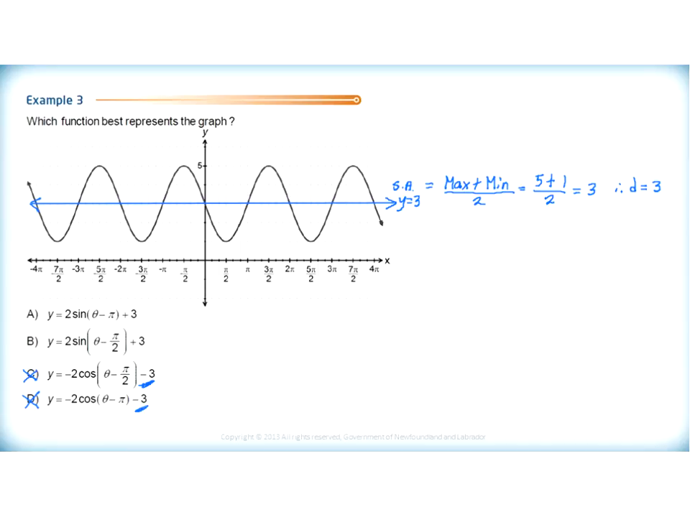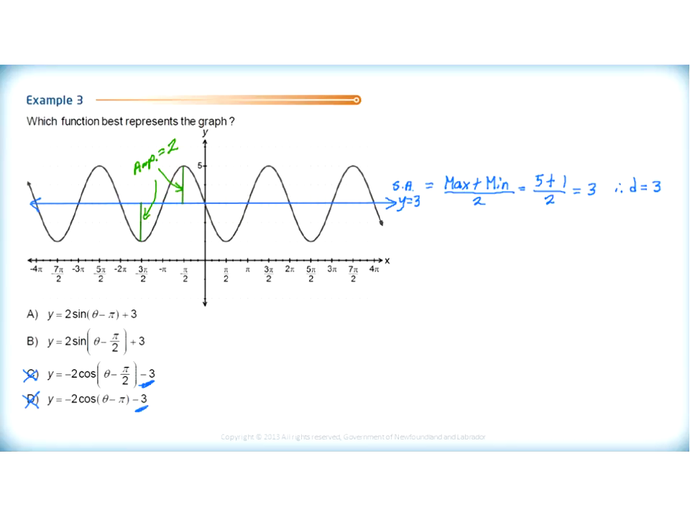Let's look at the amplitude again. The amplitude can be determined by looking at the distance between the sinusoidal axis and a maximum point on the graph, or the distance between the sinusoidal axis and a minimum point on the graph. In either case, you can see that the amplitude is equal to 2.